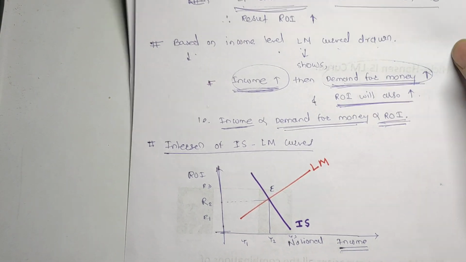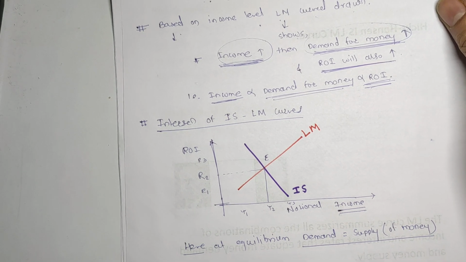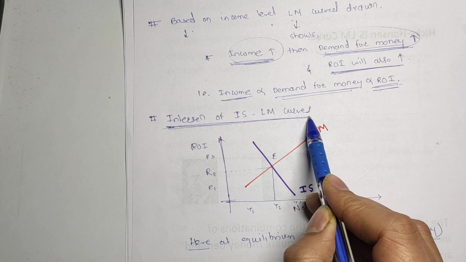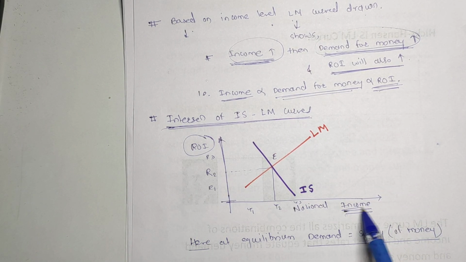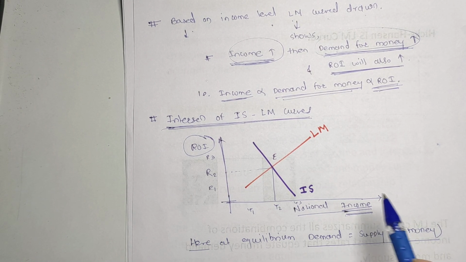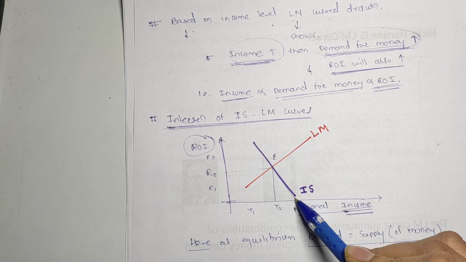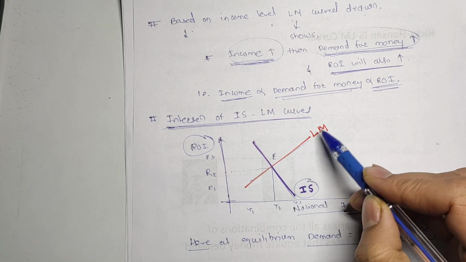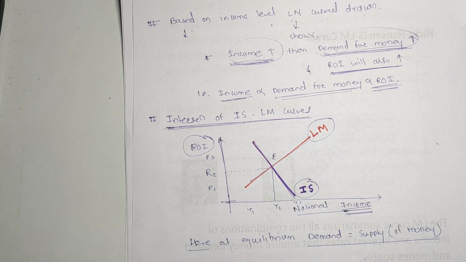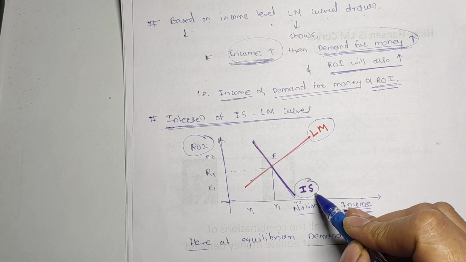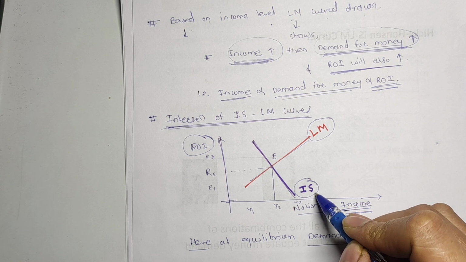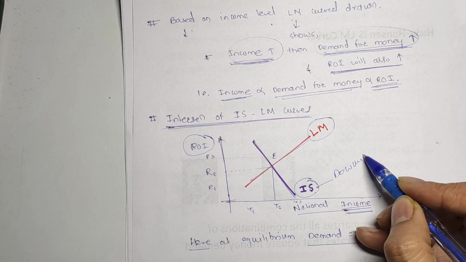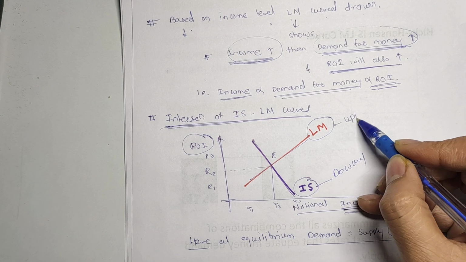Okay, now the important one is the last, the intersection of the IS and LM curves. See friends, rate of interest versus national income is drawn, and we all know the IS curve is downward sloping, and the LM curve is upward sloping. Remember friends, they may ask you whether the IS curve is downward sloping, upward sloping or parabolic. You have to remember the IS curve is downward sloping and the LM curve is upward sloping.